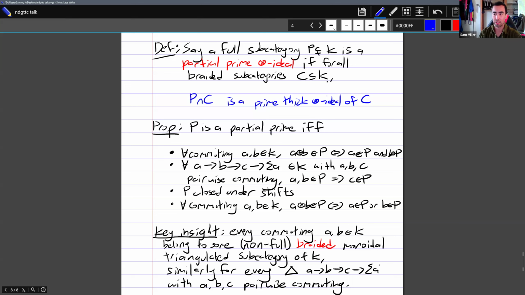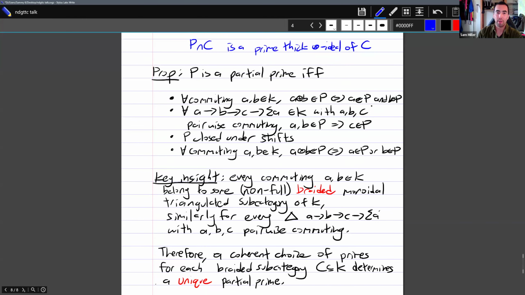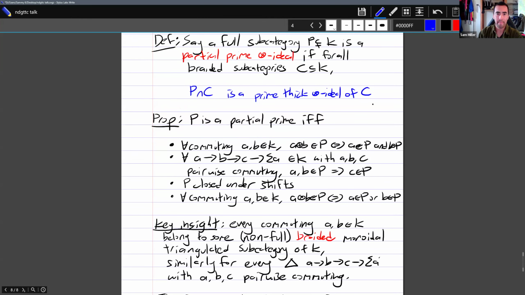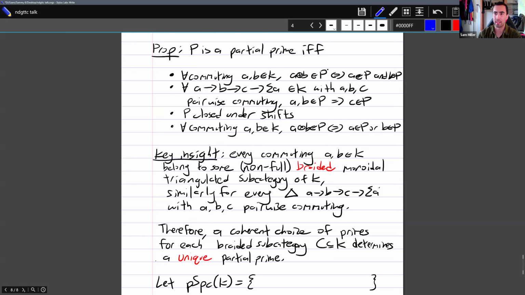C contained in K. One thing I want to specify here is that we're not assuming anything about fullness or thickness. We're only looking at braided subcategories, nothing else. We'll say that it's prime if P intersect C is a prime thick tensor ideal of C. So it's the analogous definition. P is full, but C may not necessarily be, and in many cases won't be.